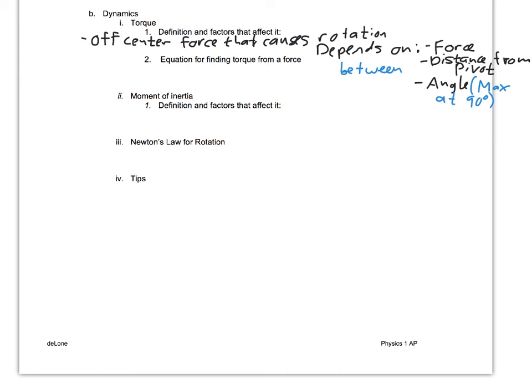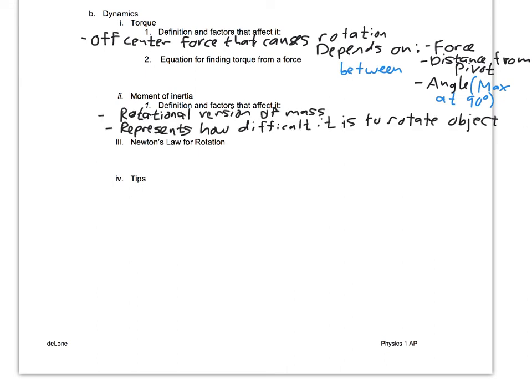Next we have moment of inertia, which is really just the rotational equivalent of mass. It represents how difficult it is to make an object rotate. And it depends on the amount of mass we have, how that mass is distributed, and how far it is from the pivot. Combining these two ideas, we lead to Newton's second law for rotation, which tells us that the sum of the torques is equal to I, the moment of inertia, times alpha, the angular acceleration.